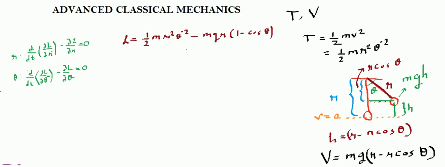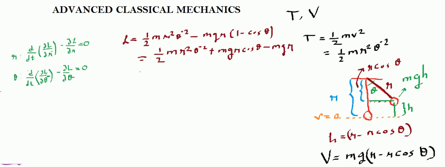Can I simplify it a bit? So let us simplify this a bit. So this will be half m r square theta dot square, minus, so that will be plus m g r cos theta, and what will be the last term? The last term will be a minus m g r.